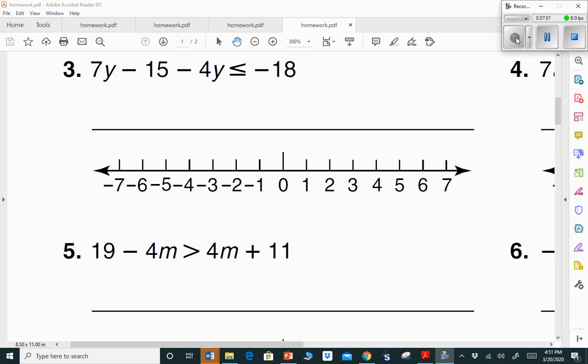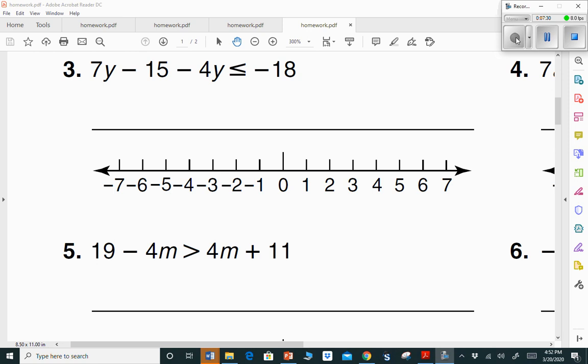Number 3. Go ahead and copy. 7y minus 15 minus 4y is less than or equal to negative 18. Now, anything that they've thrown at you with regular equations, they're going to throw that same stuff at you with inequalities. So do you see what's going on here with this particular inequality? What makes it just a little more difficult?